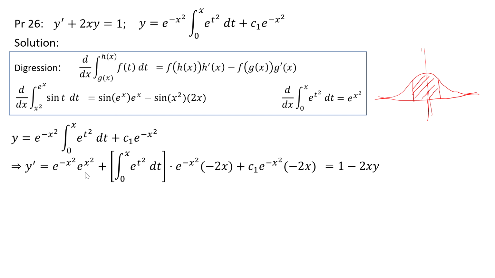And now, from this big long term, the second term and the third term, can I factor out a negative 2x?